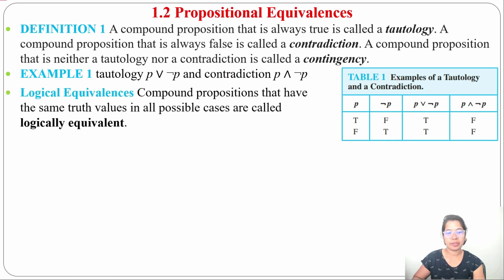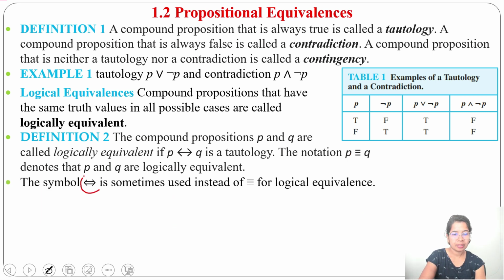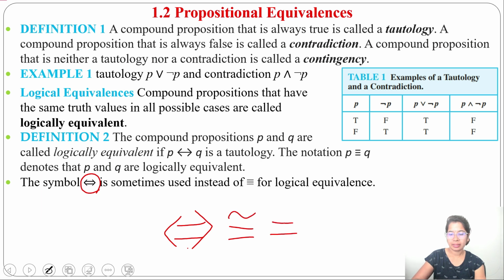Next is logical equivalence. If the truth values of two compound propositions are equivalent, then we can say both are logically equivalent. The compound propositions P and Q are called logically equivalent if P double implication Q is a tautology. And this is the notation, 3 lines. Sometimes we use this 2 line symbol, and also you can see this symbol sometimes used for logical equivalence. So there are 3 symbols. This is one, this is another, then 3 lines. Mostly we use the 3 lines.